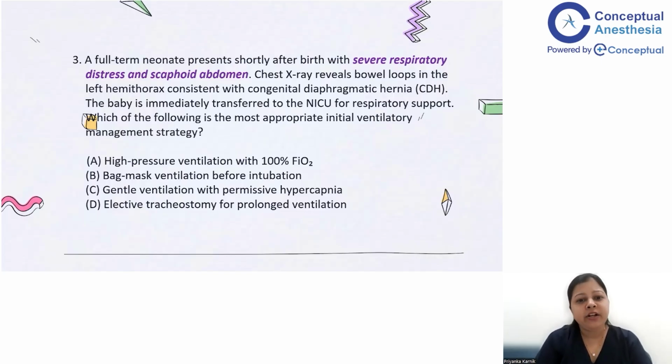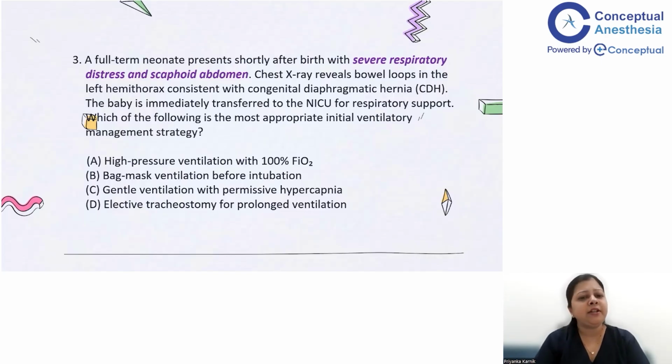Second is bag mask ventilation before intubation. Again, if you give bag mask ventilation, the air will not only go into the trachea, it will also go through the esophagus, into the abdomen, and into the bowel loops. So again, there will be distension of the bowel loops, and the lungs will be further compressed, and there will be hypoxia. So you will be doing damage rather than helping the patient.